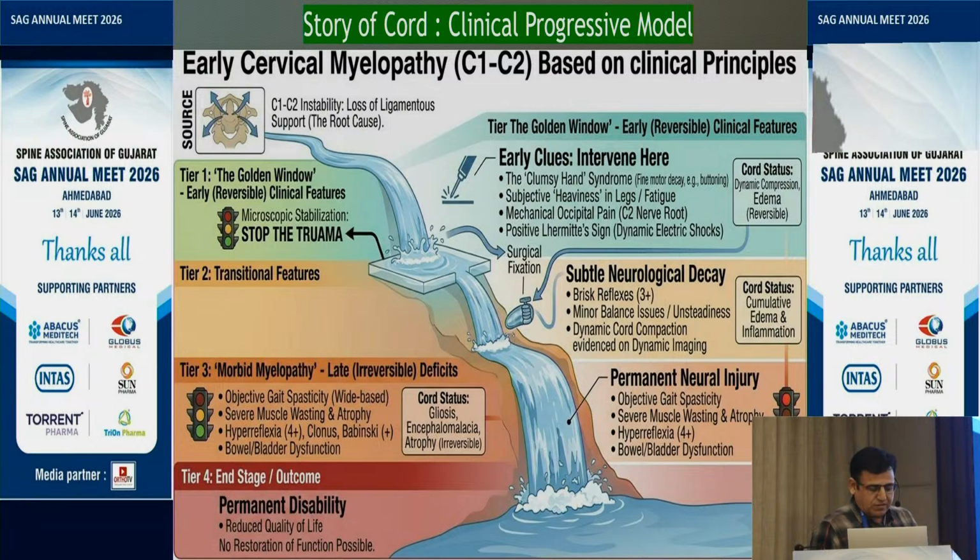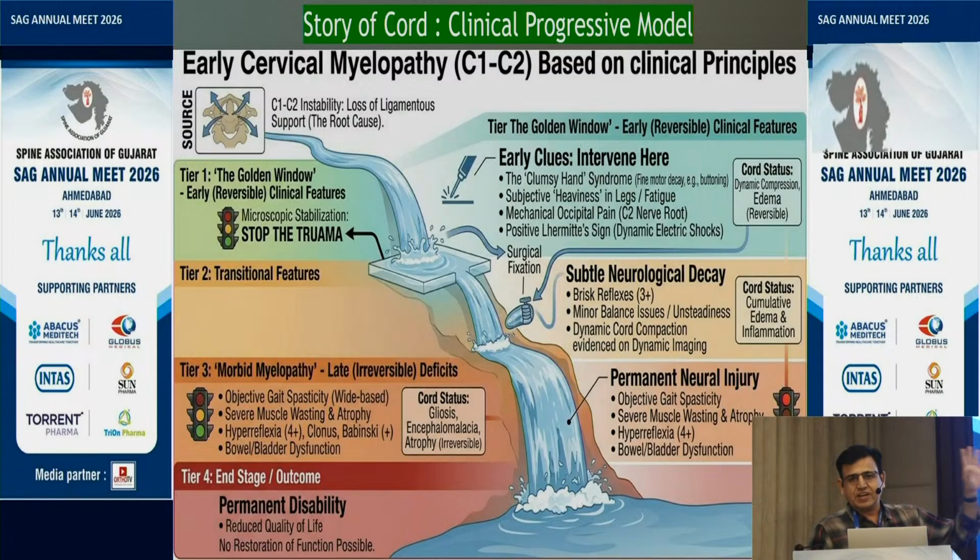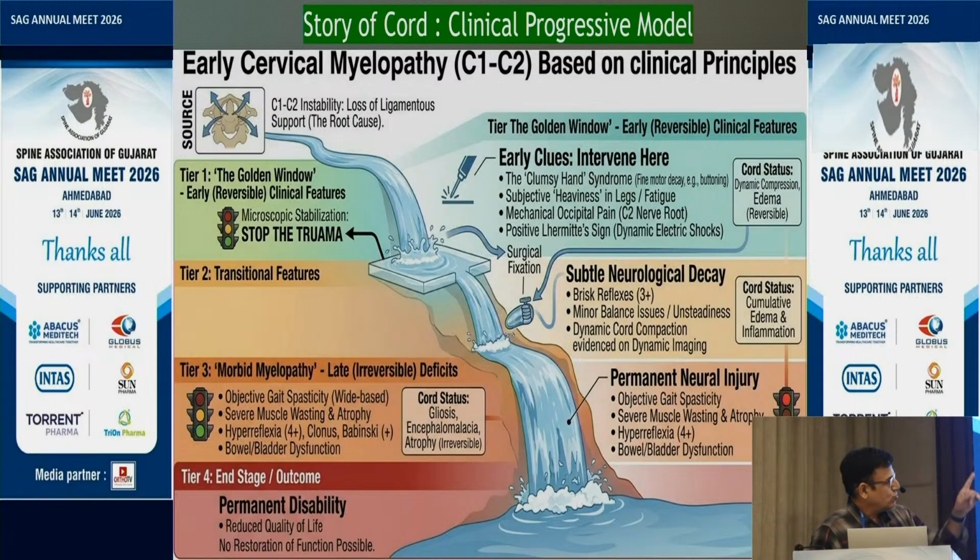Tier 1 is where the cord is normal or edematous. There is no irreversible damage. In that tier, if the patient has a clumsy hand, the power will be absolutely normal, but the patient will have difficulty doing fine movements. He cannot button, he cannot do a proper signature. When patient has a positive Lhermitte sign, and as I already told, when the patient is ataxic, these are classical signs that the cord is pinching at the C1, C2 joint. So you should get a dynamic study, not a static MRI.